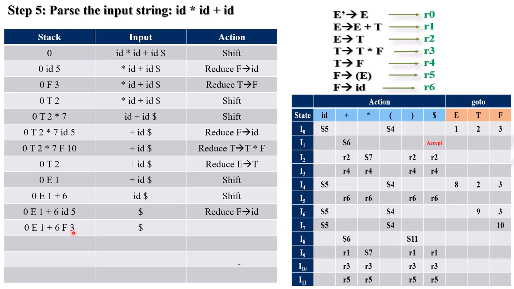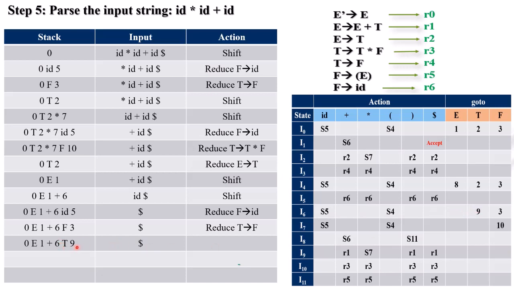Next, I3 and dollar, what do we get? R4. What is our reduction, this production R4? T tends to F. So reduce T tends to F here. So we have to reduce first this F with T. So 6T, we have to reduce 6T, then we have to check 6 and T, what will be there? 9. So 69 will be there here.